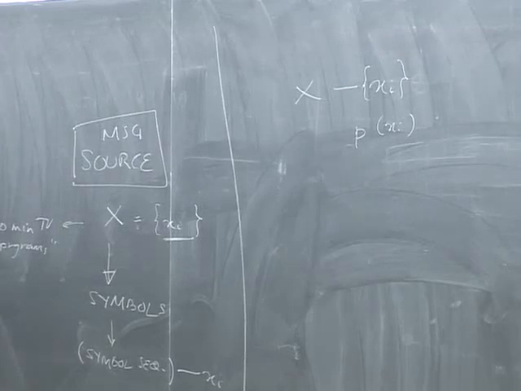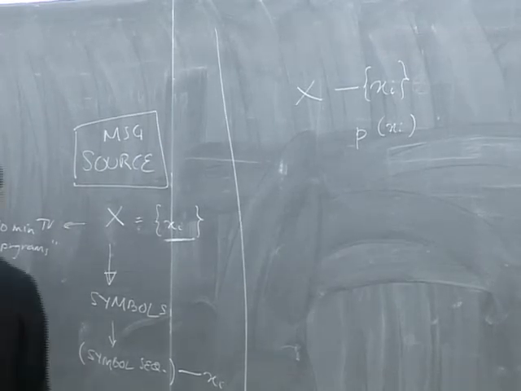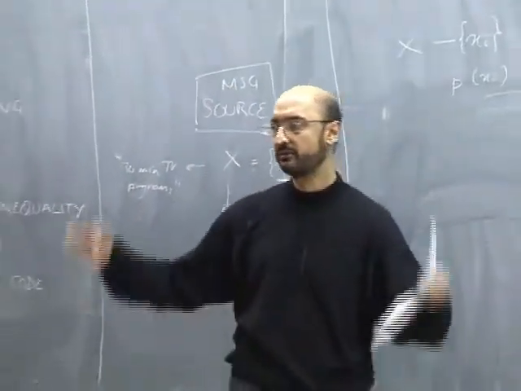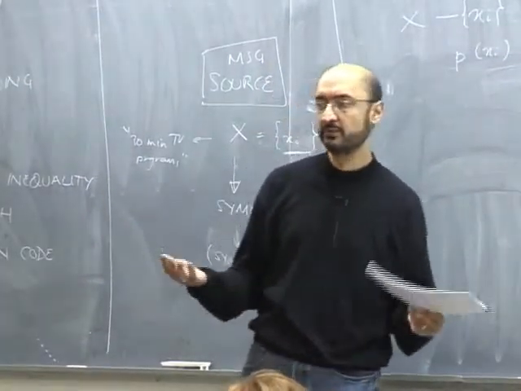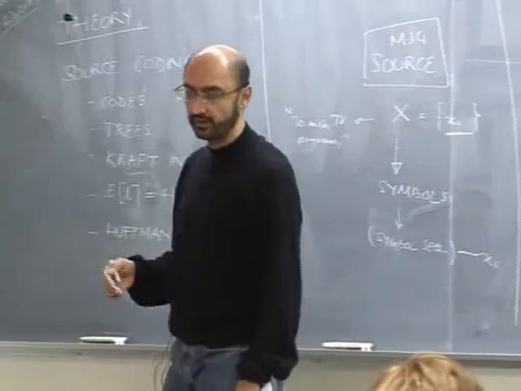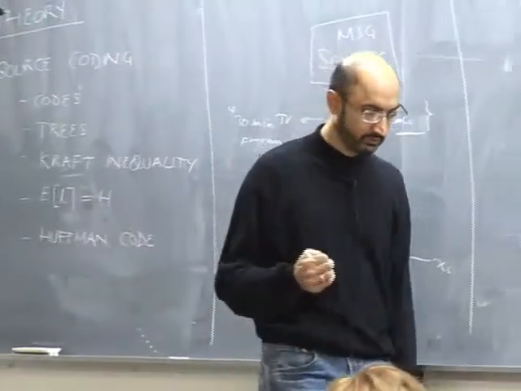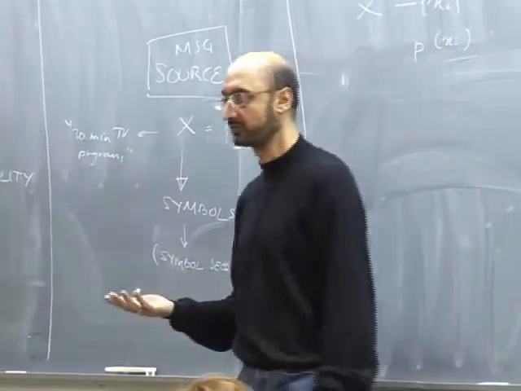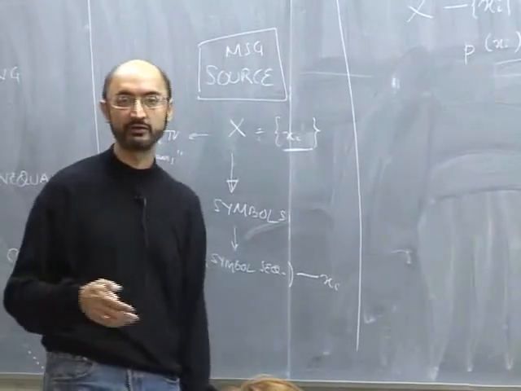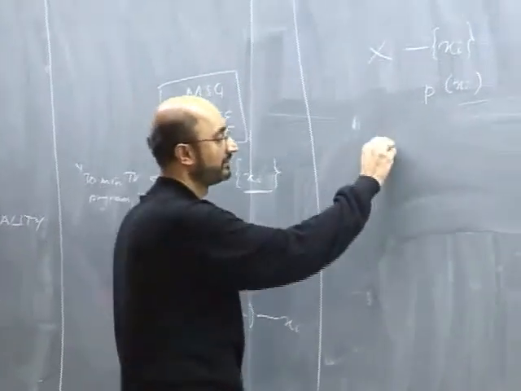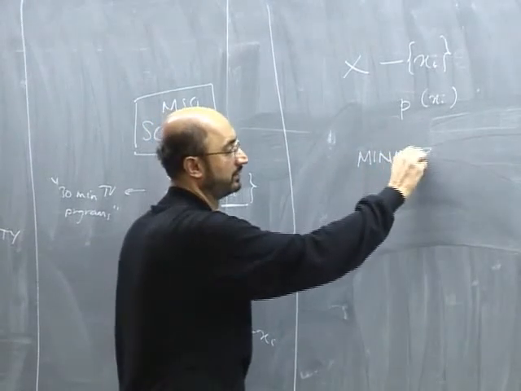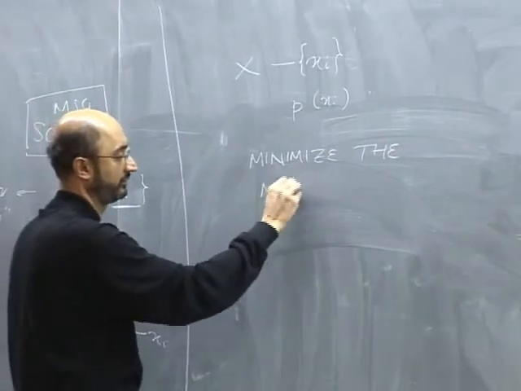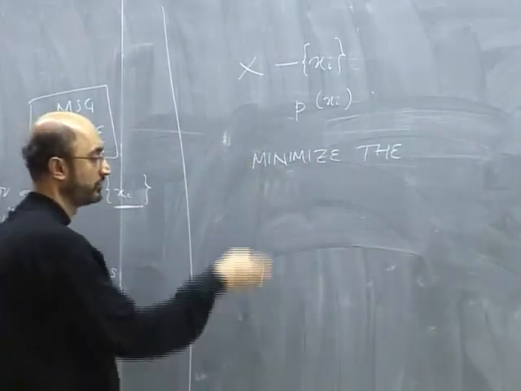Our goal then is to transmit this or save this message in a file. Let's say I give you the complete works of Shakespeare, and I say store it on a hard drive for me, and try to take the least amount of space. So what you want to do is come up with a scheme which uses the least amount of space, and that's what source coding is all about. Source coding tries to minimize the message length, or I should be more precise, minimize the coded message length.